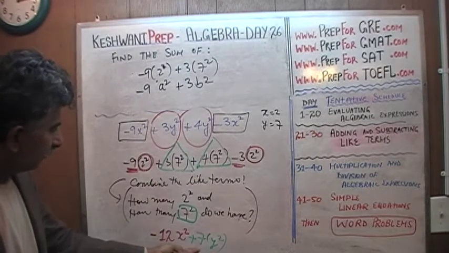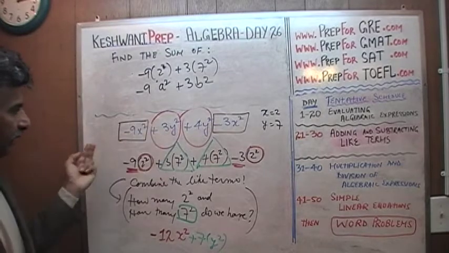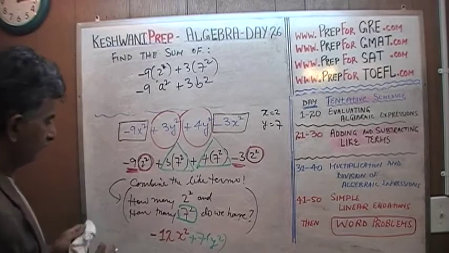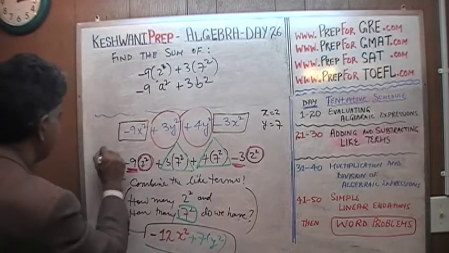So that's your answer. Negative 12x squared plus 7y squared for this part right here. Negative 12x squared and 7y squared is the answer to this one.